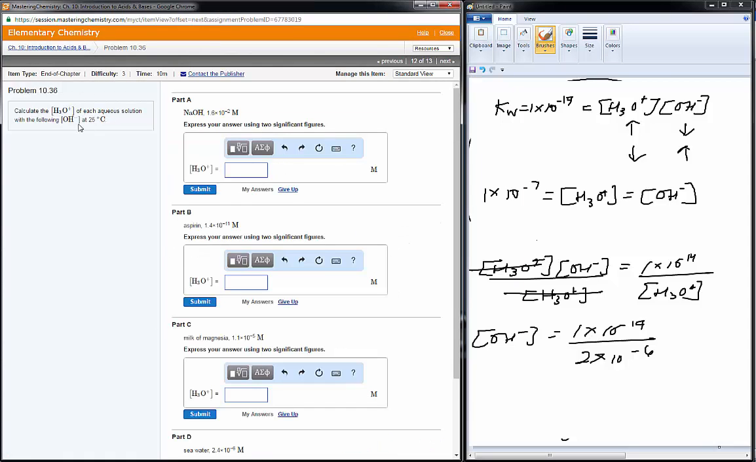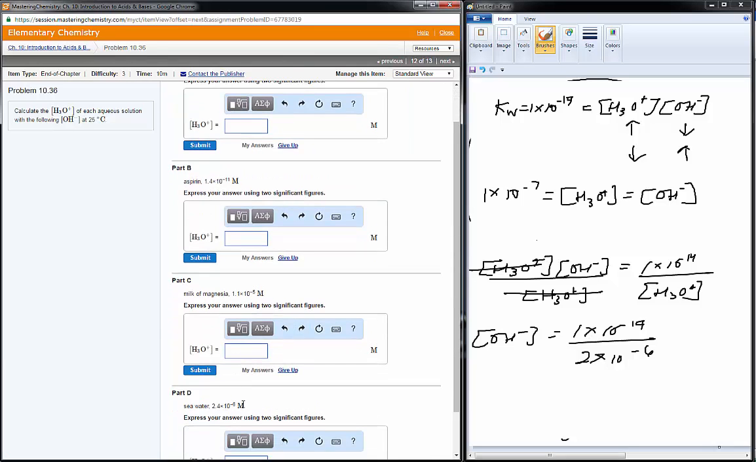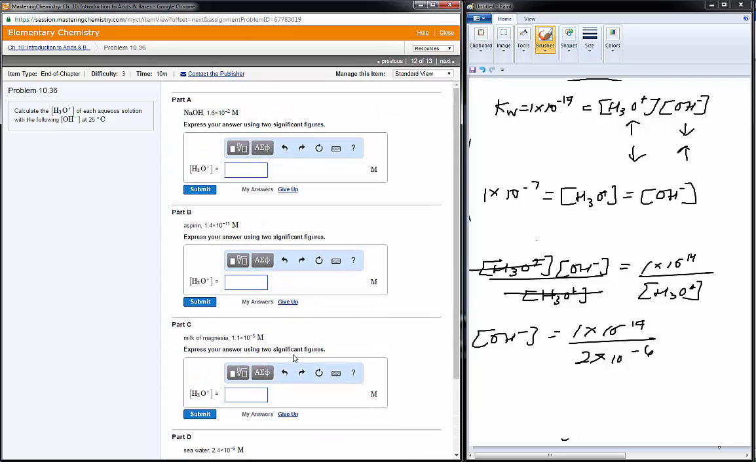Okay, and this is all exactly the same thing. If I'm telling you this is the OH minus concentration, then can you tell me what the H plus concentration is? Yeah, I'm going to just plug all these into this exact same formula, right? So in this case, I'm calculating the H3O plus to be 1 times 10 to the negative 14th divided by the OH minus.